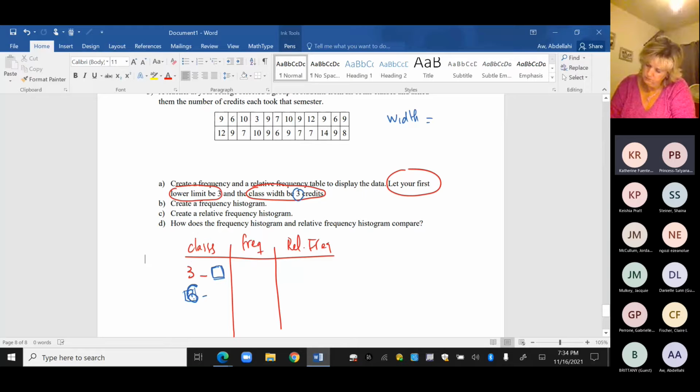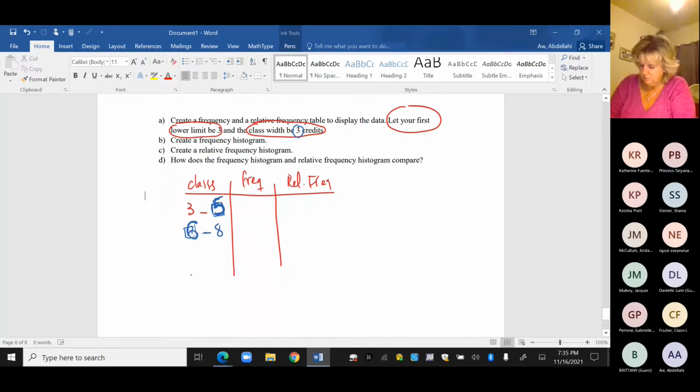7 and 10. What number is going to be here? 3 to 5. 3 to 5, exactly. And then 6 to 8, 9 to 11. And then 6 to 8, right? Then the next one is going to be 9 here, 9 to 11. It's going to be 12 here.